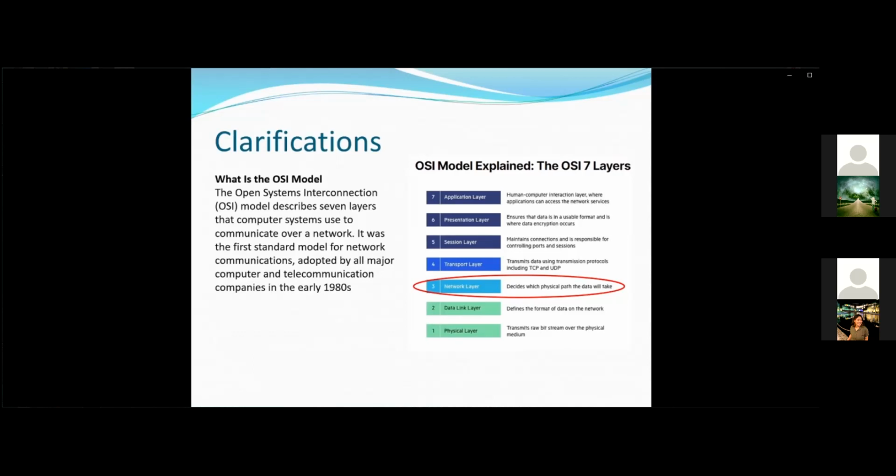data. OSI layer 2 or the data link layer defines the format of the data on the network. At ito yung ating OSI layer 3 or the network layer decides the physical path the data will take. Then we have 4, 5, 6, 7: the transport layer, session layer, presentation layer, and application layer. I think I will not be discussing this kasi it will probably be tackled by other reporters.